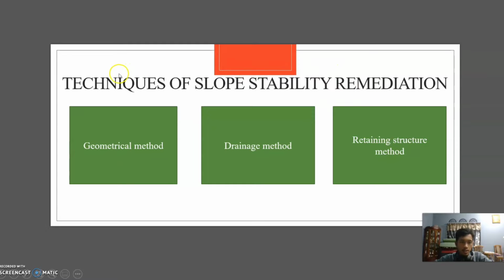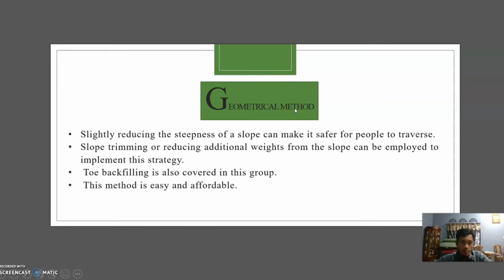Alright, the first part is techniques of slope stability remediation. This technique has three major parts. The first is the geometrical method, the second is drainage methods, and the last is the retaining structure method. The first method is the geometrical method. Slightly reducing the steepness of a slope can make it safer for people to traverse. Next, slope trimming or reducing additional weight from the slope can be employed to implement this strategy. Backfilling is also covered in this group. And the last point is that this method is easy and affordable.